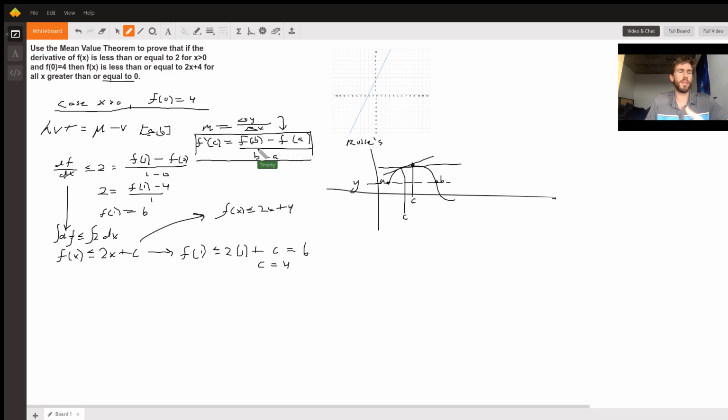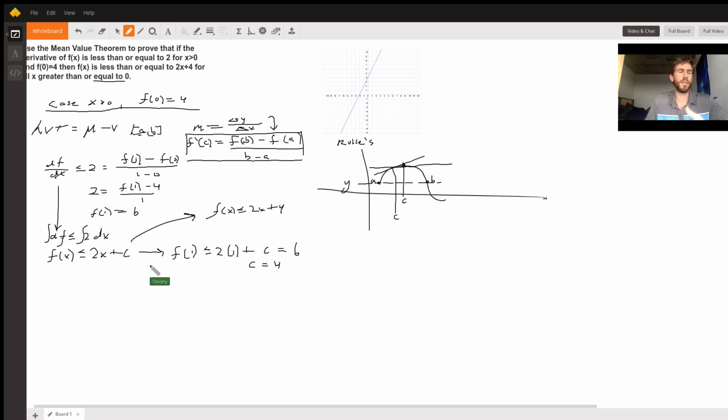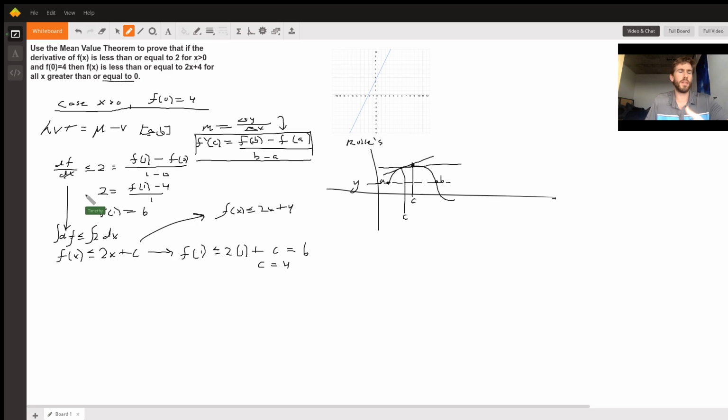It's this whole thing. So when it comes to proving this, I start off with the case x is greater than 0 and f of 0 is equal to 4. So these are the two initial conditions that they want you to use in mean value theorem in order to arrive at your answer. So essentially what's going to happen is we're already accounting for this last part of the problem where it says for all x greater than or equal to 0. We're already accounting for that with this initial condition.